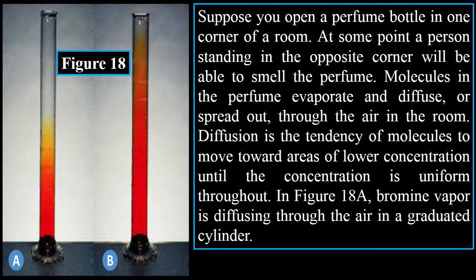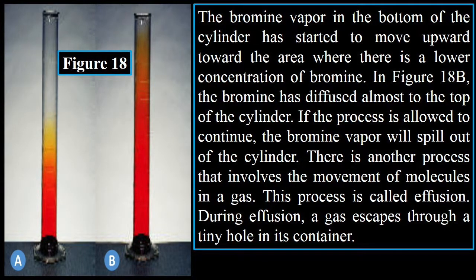In figure 18a, bromine vapor is diffusing through the air in a graduated cylinder. So what's going to happen as it continues to diffuse? The bromine vapor in the bottom of the cylinder has started to move upward towards the area where there is a lower concentration of bromine. In figure 18b, the bromine has diffused almost to the top of the cylinder. If the process is allowed to continue, the bromine vapor will spill out of the cylinder.